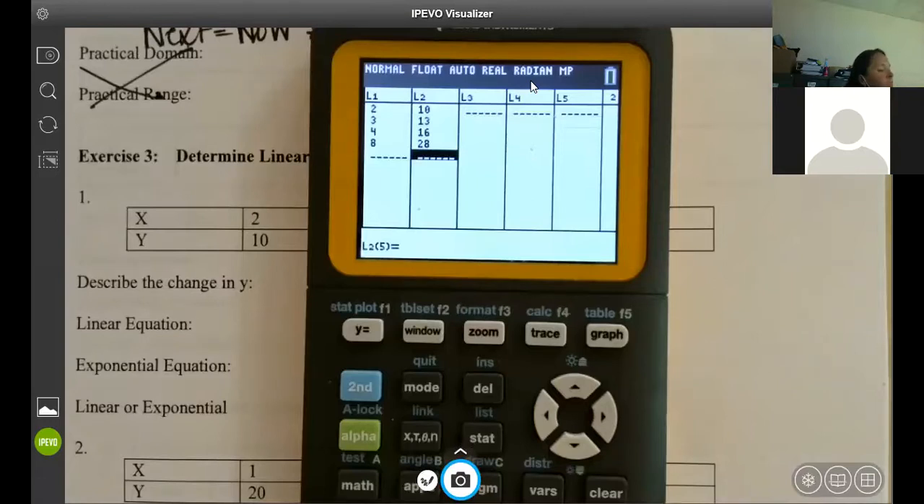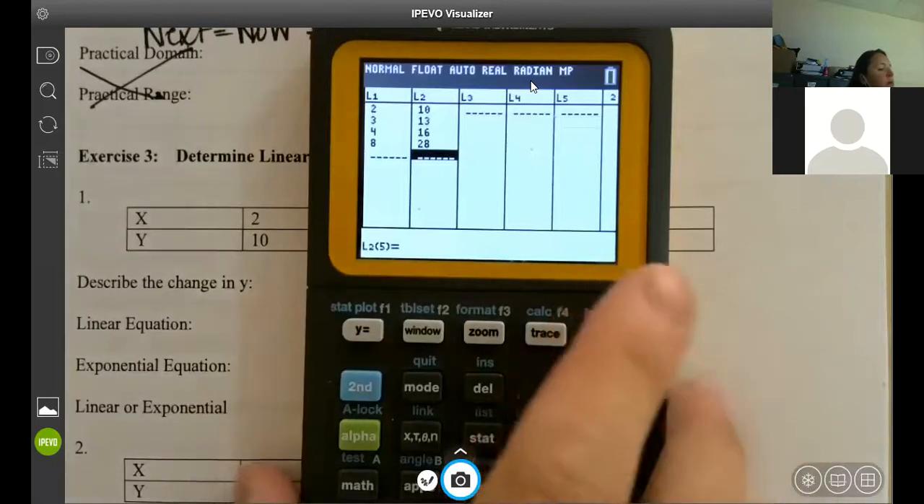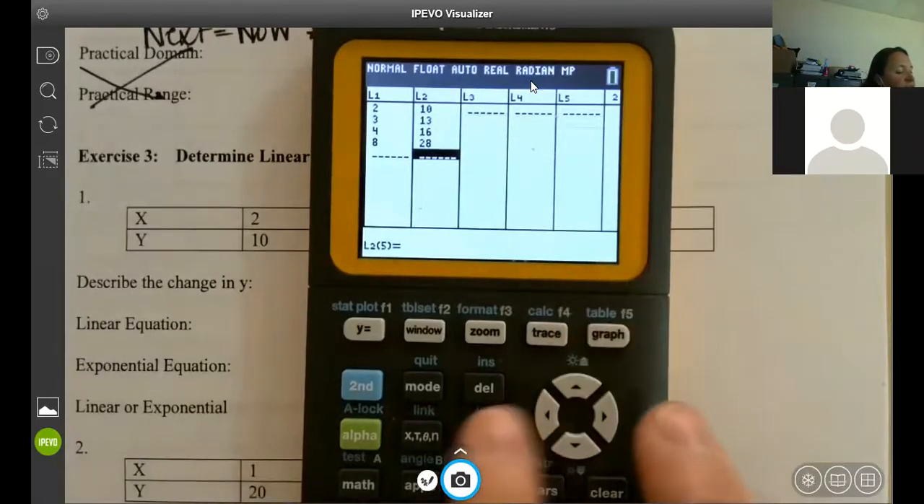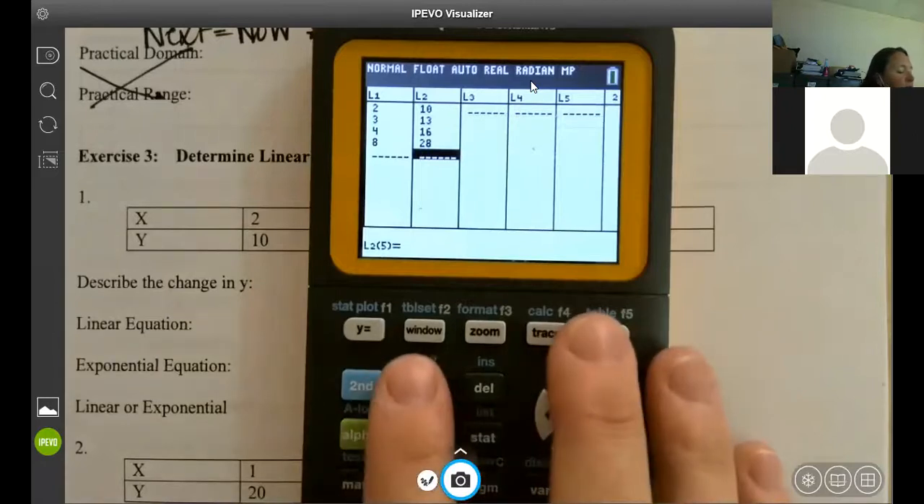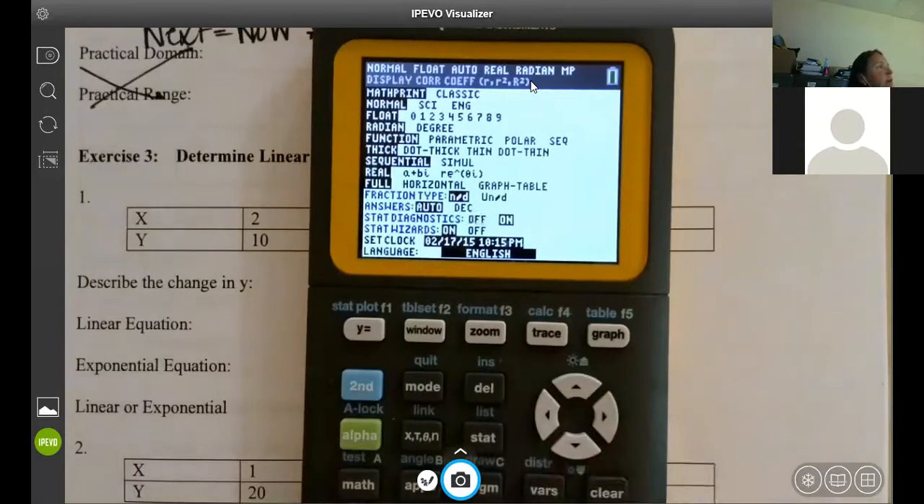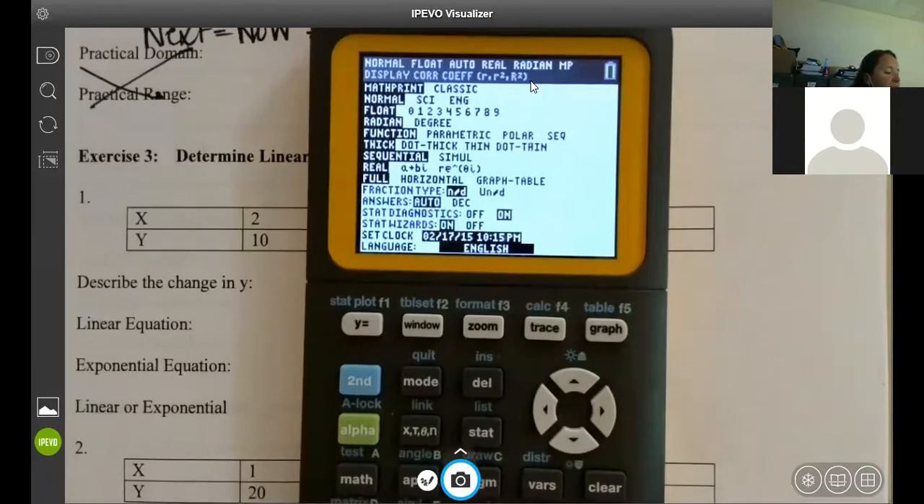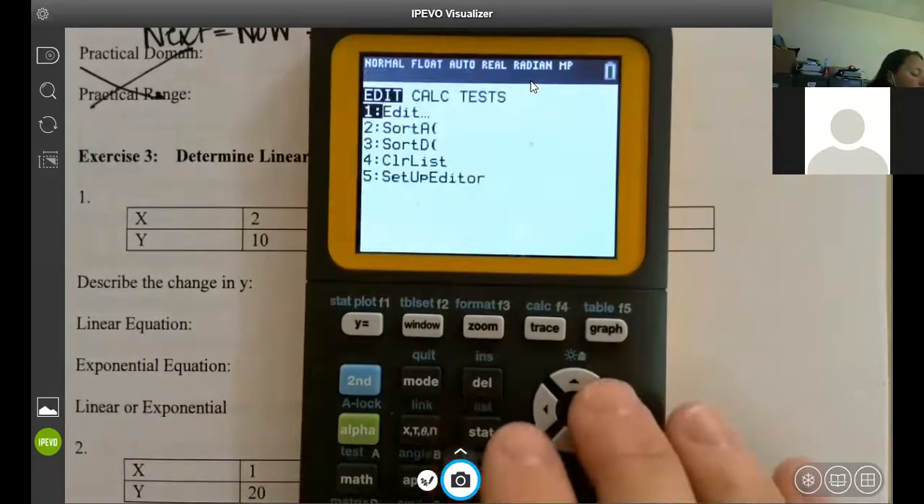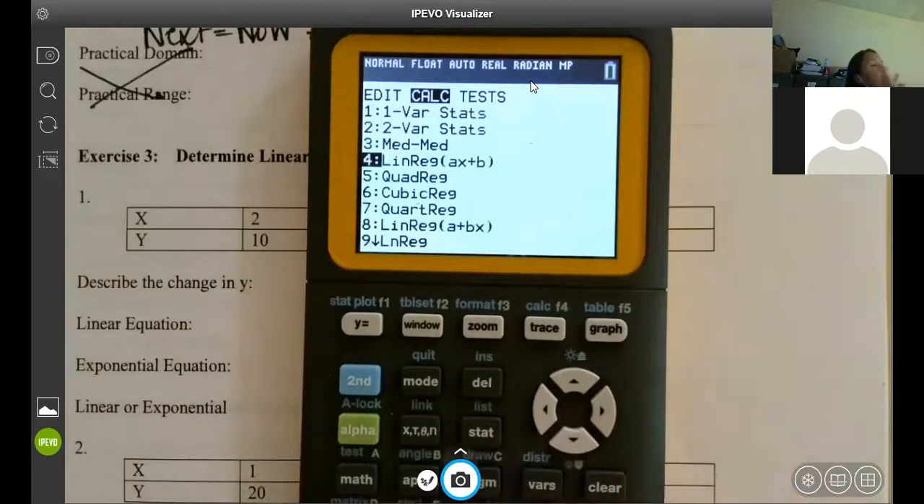All right. So then you're going to go to stat. Let's hold on just a second. I'm going to go to mode and make sure my stat diagnostics are on. If you don't have that on your calculator, it's going to screw you up. Okay, so make sure those are on and you just highlight it and hit enter. It turns on. Stat, calc, 4 is linear regression.